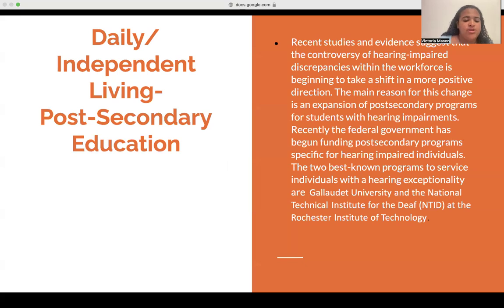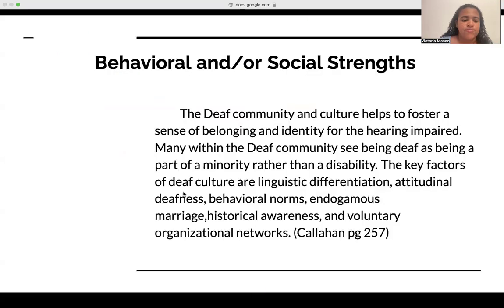Although many go to these two deaf majority colleges, some hearing impaired students elect to attend more traditional colleges. Many colleges within the United States offer accommodations for hearing impaired students, such as interpreters.